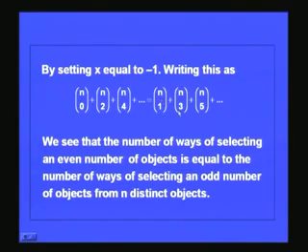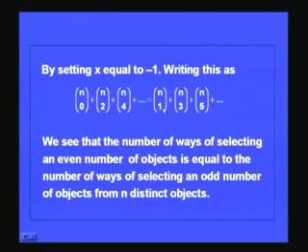So, the left hand side represents the number of ways of selecting an even number of objects from n objects. The right hand side represents the number of ways of selecting an odd number of objects from n objects. We see that the number of ways of selecting an even number of objects is equal to the number of ways of selecting an odd number of objects from n distinct objects. The left hand side is equal to the right hand side. This also you are able to get from the generating function idea.